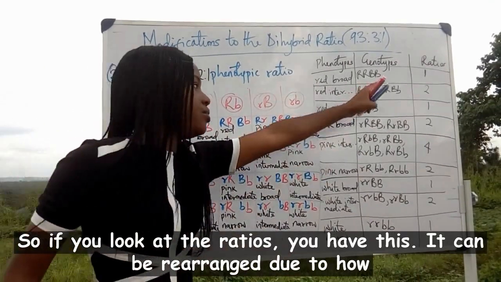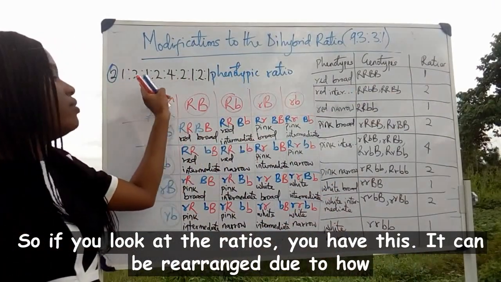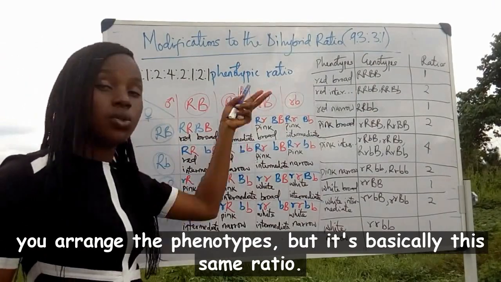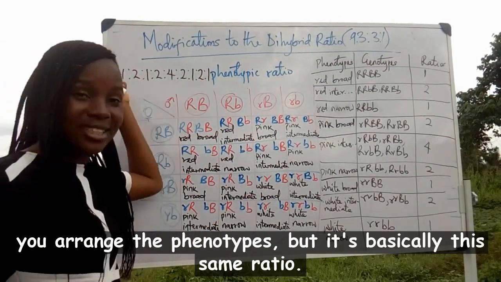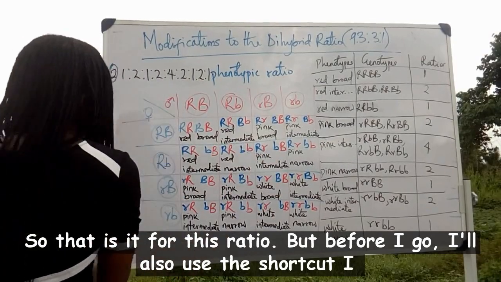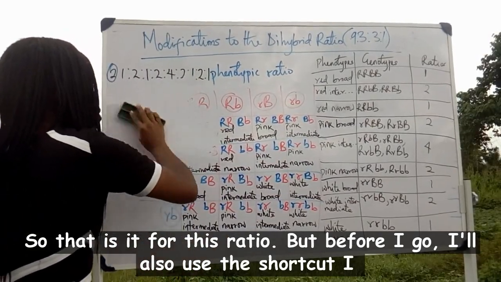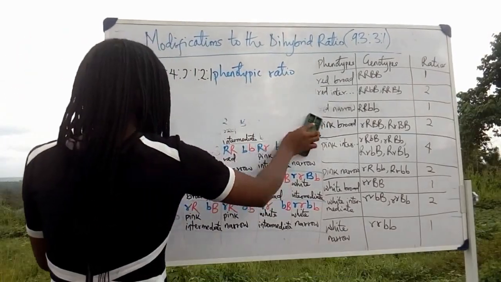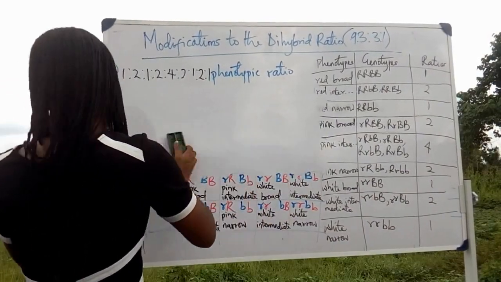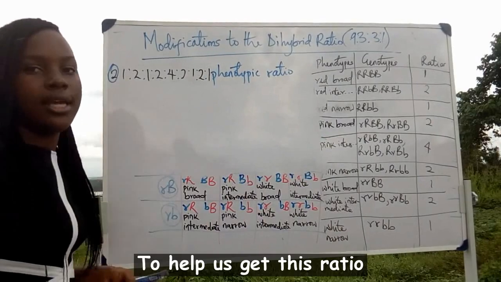So if we look at the ratios, you have this. It can be rearranged due to how you arrange the phenotypes, but it's basically this same ratio. So that is it for this ratio. But before I go, I'll also use the shortcut I used in the first ratio to help us get this ratio.